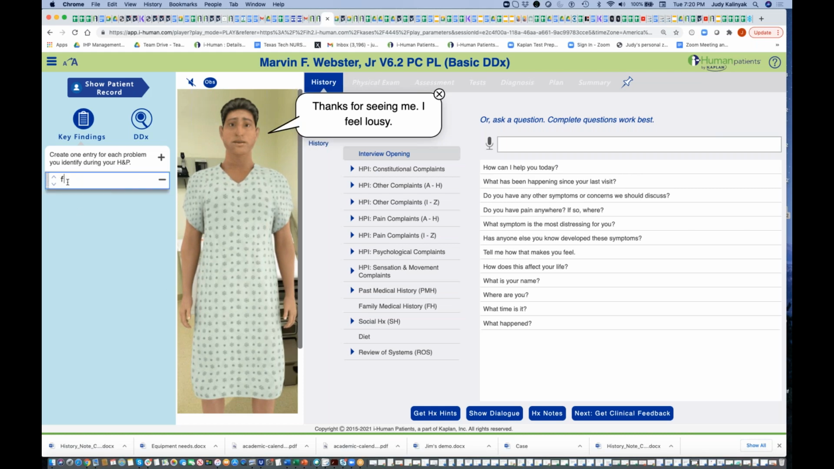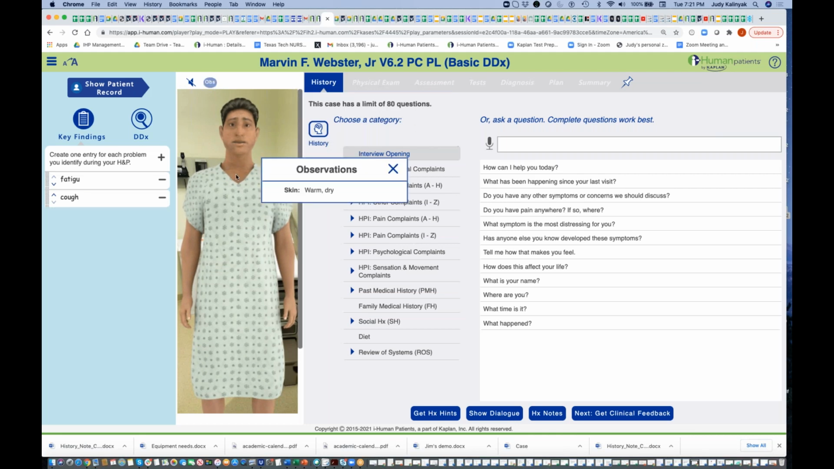So I'm going to write down fatigue and cough. This is what the patient told me at the get-go. He says he's feeling lousy. I close down the observation. His skin is warm and dry. I only write down the abnormal findings here.